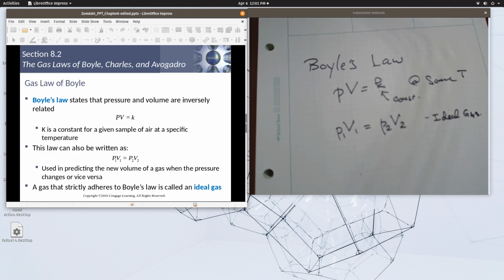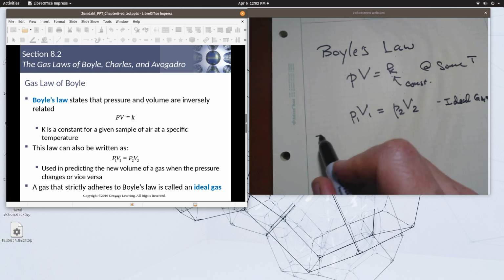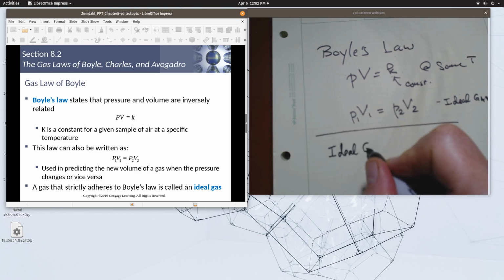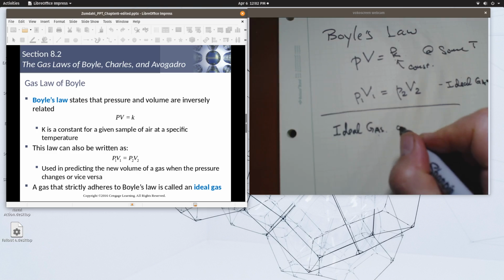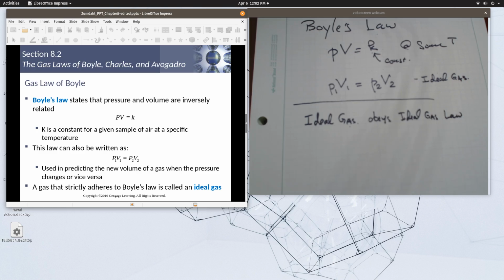Okay, so an ideal gas is, first of all, a gas that obeys Boyle's law, which seems like circular reasoning. But an ideal gas obeys the ideal gas law. Now, it's ideal in the sense that no gas really obeys the ideal gas law.